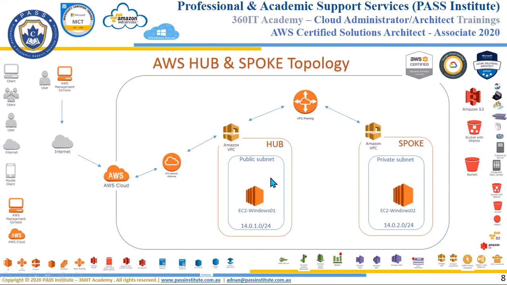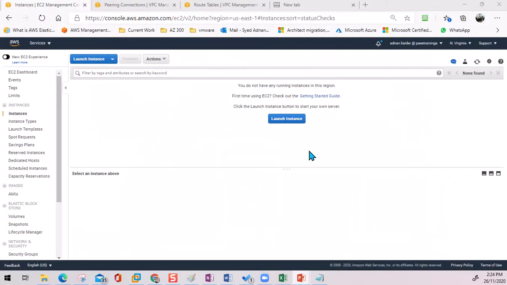I'm going to create two VPCs: one VPC for a hub network, or the management network, and the second VPC, which is a spoke, representing the application side of the infrastructure. Okay, so let's get started.